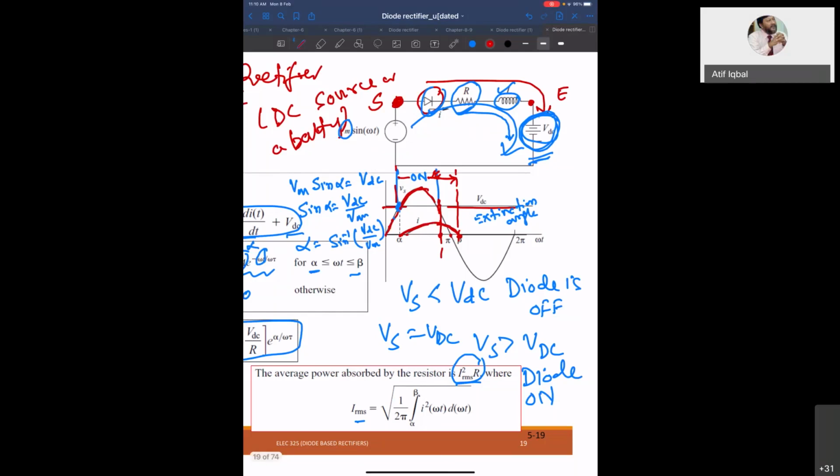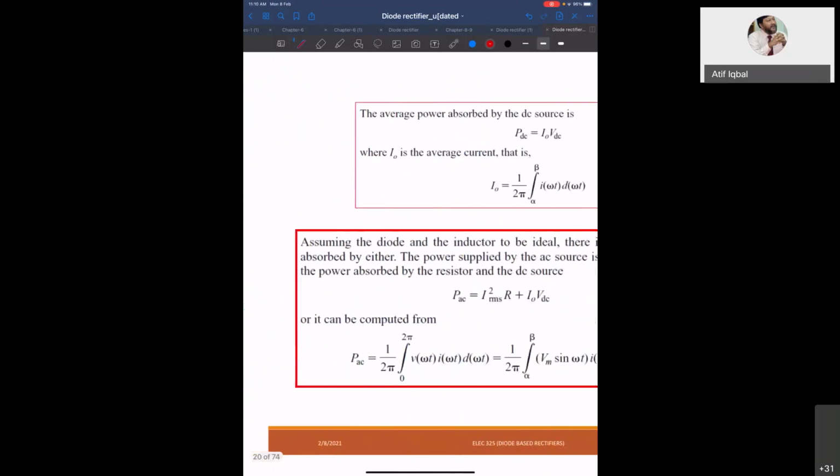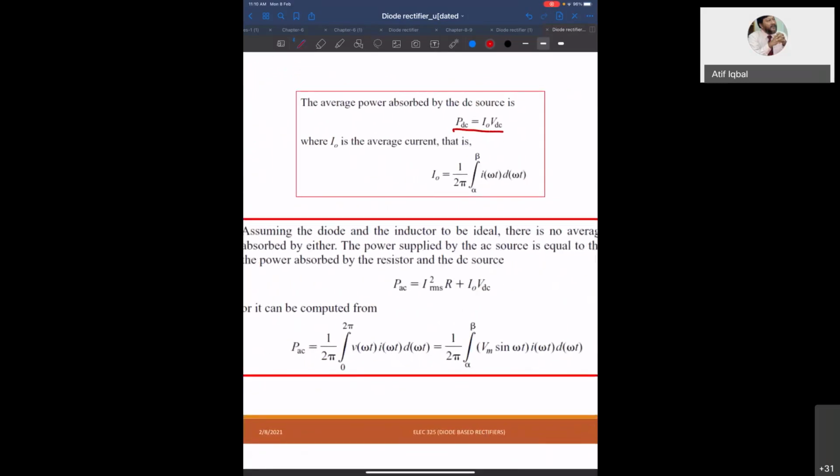Now, the average power absorbed by the DC source is given by the average current times the DC voltage. That's the power that is absorbed by the DC source. And what is I naught?